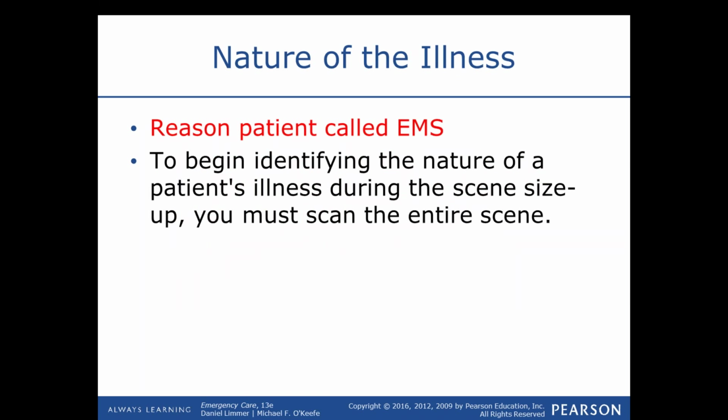Nature of illness we talked about. This is the reason why the patient called EMS, whether it's chest pain or shortness of breath or nausea or vomiting or general weakness, all those kinds of things. You're going to utilize this to gear your questions towards that. Just don't get caught up in the fact that the patient initially called for chest pain. It doesn't mean they may not also have some respiratory distress or some nausea or vomiting. So just be aware that that's also a possibility.